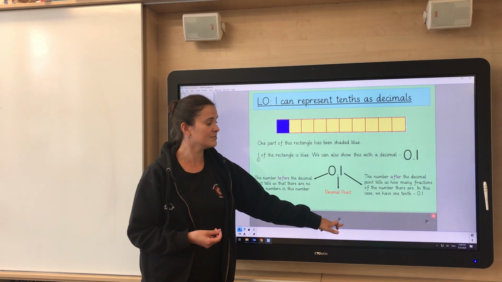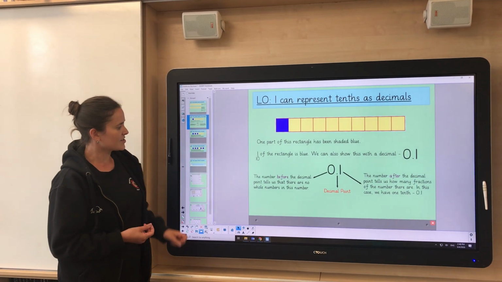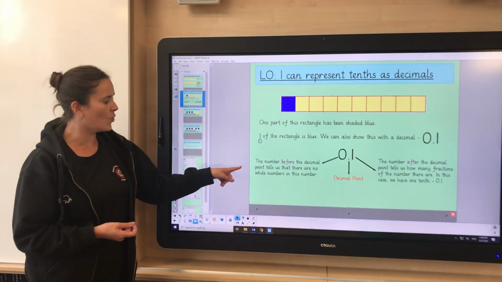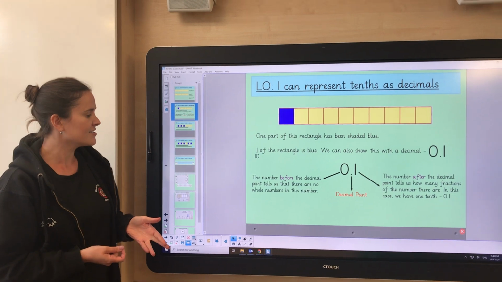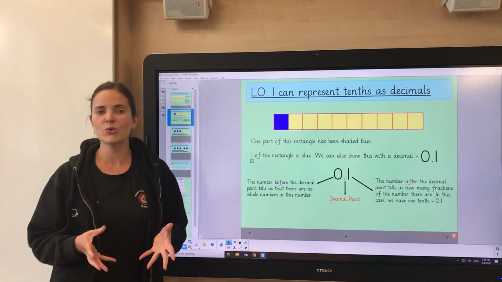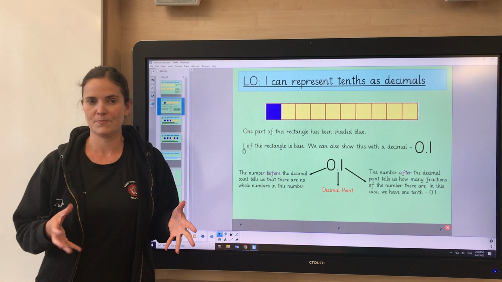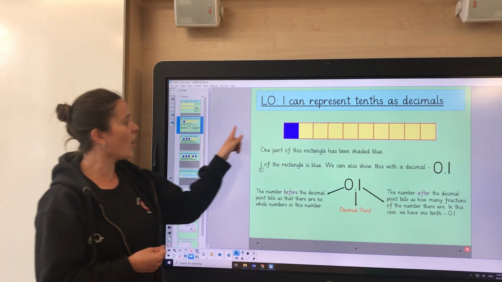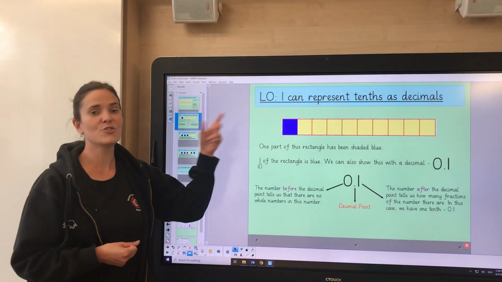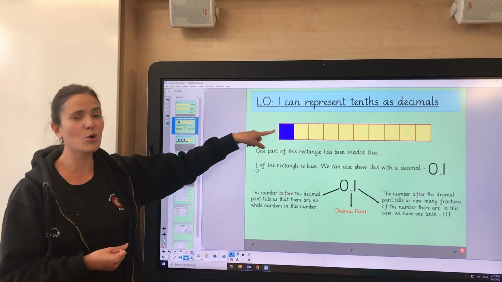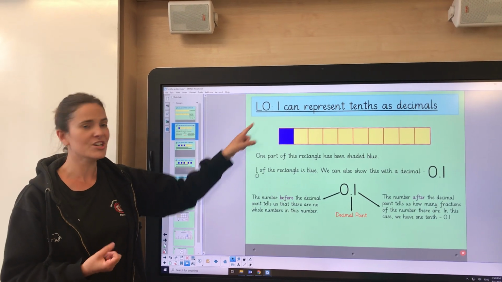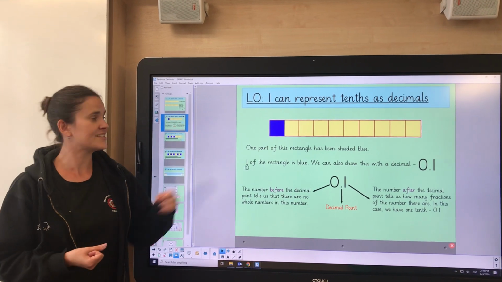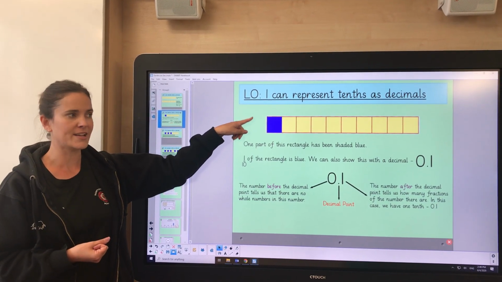And this is the reason why we do that. So this decimal here, 0.1, the number before the decimal point tells us that there are no whole numbers shown by the little blue section here. The whole would be the entire rectangle, and the whole rectangle isn't shaded in blue, just a part of it is. So this 0 refers to the fact that there are no whole numbers represented.